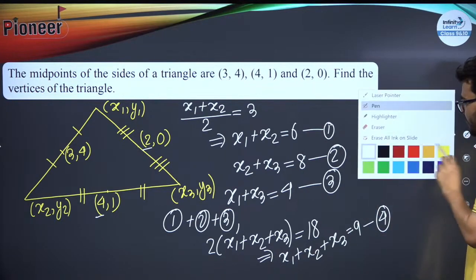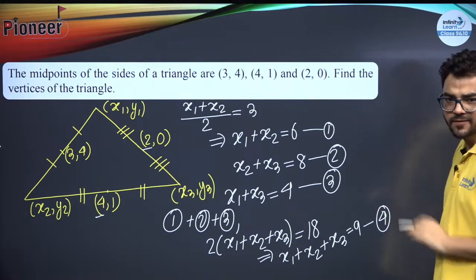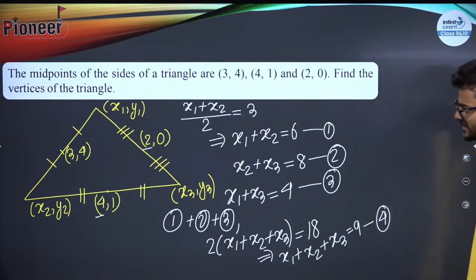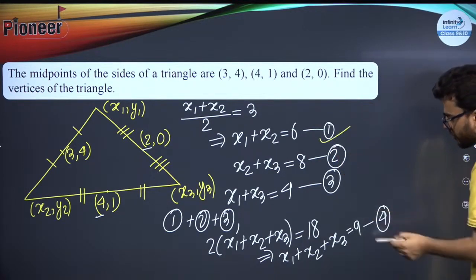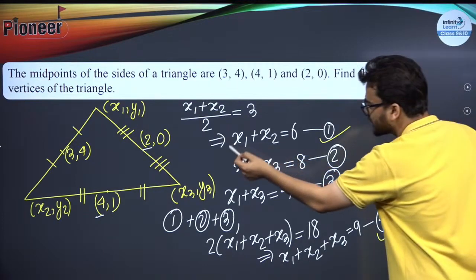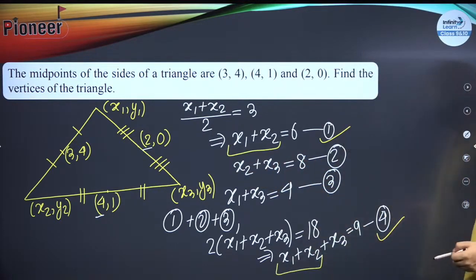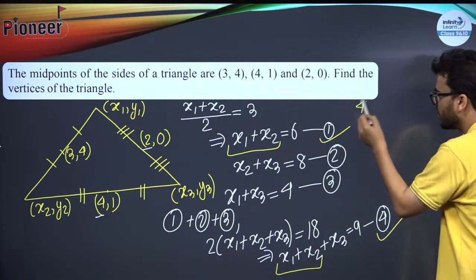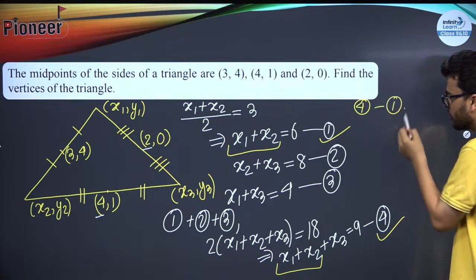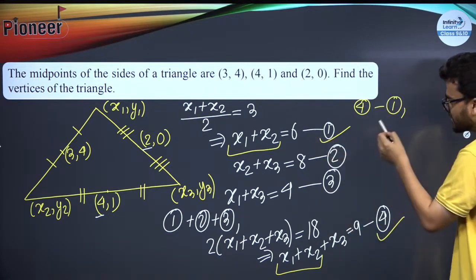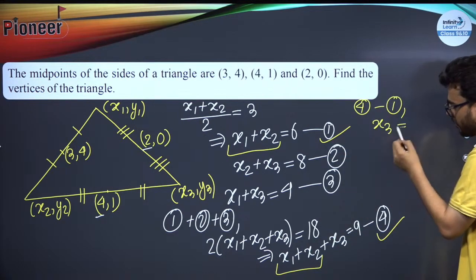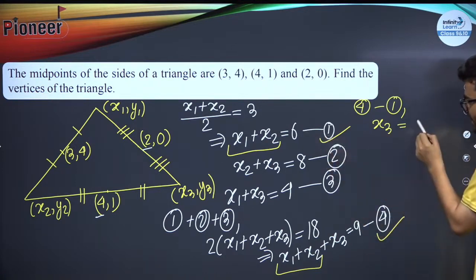Now we have to find the values of x1, x2 and x3. So can I subtract the first equation from the fourth equation? You see, x1 plus x2 and x1 plus x2 will be cancelled out. So if I do equation 4 minus equation 1, we are going to get x3. So x3 will be what, guys? 9 minus 6, that is 3.